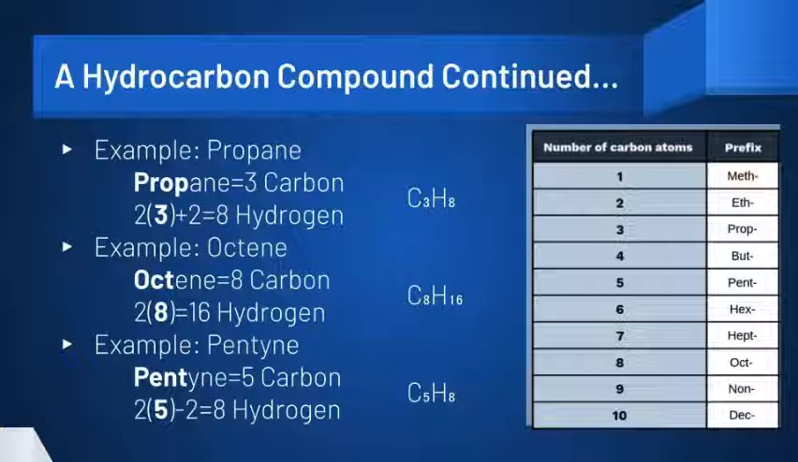Our last example is pentyne. Pent means 5, so therefore we would have 5 carbon. Yne means 2 times the number of carbon minus 2, so we would take 5 carbon times 2 minus 2, and that would give us 8. That would be the number of hydrogen atoms we have. Therefore, pentyne would be C5H8.